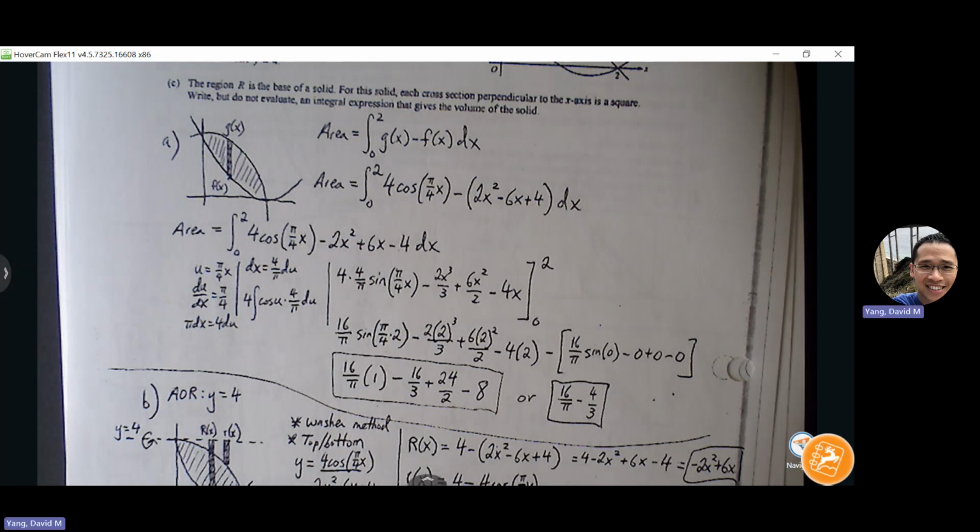Chances are on AP exams for area and volume problems, the vast majority of problems have the graph drawn for you. Some of the homework did not, but on the quiz and on the AP exam, I'll have the graph drawn for you. Okay, everybody good with page 29?